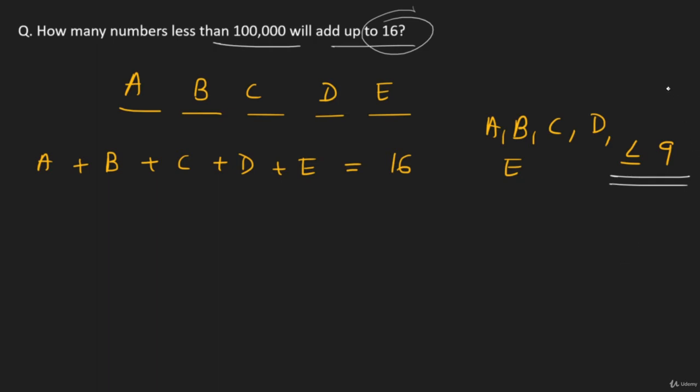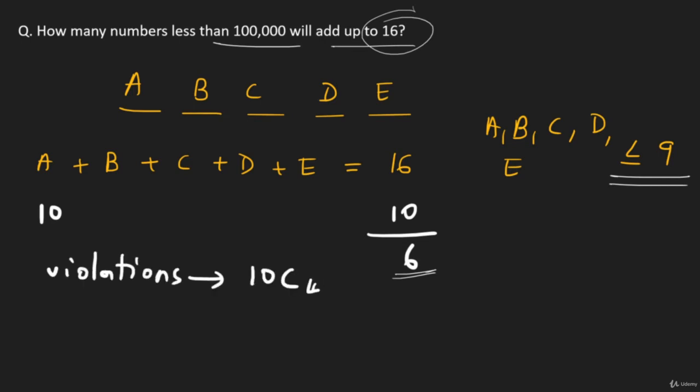So this is a clear grouping upper limit question. Now to violate this condition, let me give 10 to A and 16 minus 10 gives me 6. So I am left with 6 over here. And because I have to divide it into 5 groups, I need 4 lines. So 6 dots and 4 lines, that's a total of 10 items. So that can be done in 10 factorial by 6 factorial into 4 factorial ways, which is the same as 10C4.